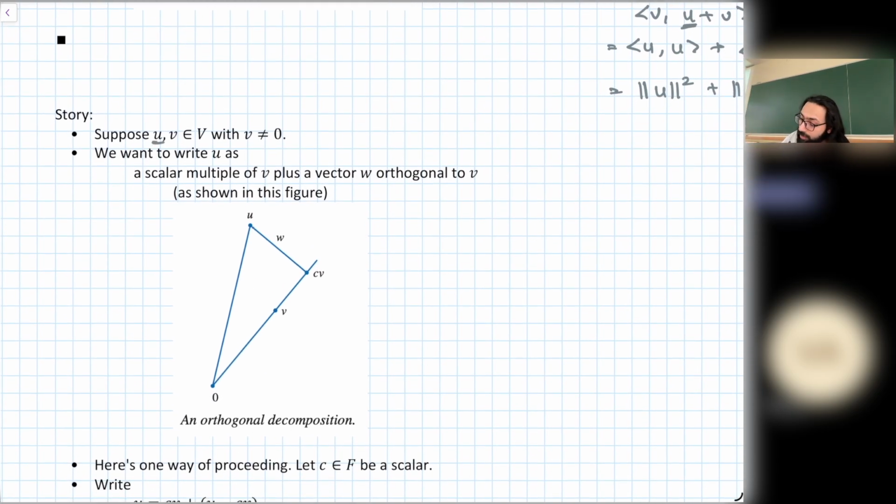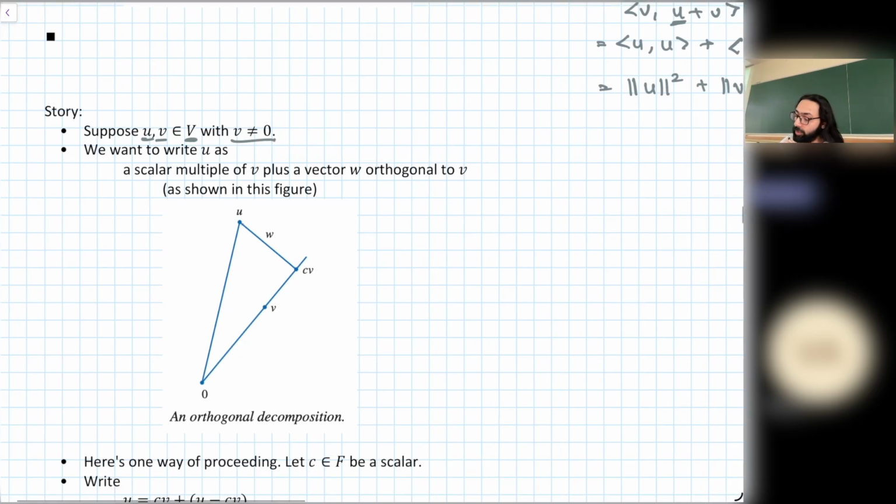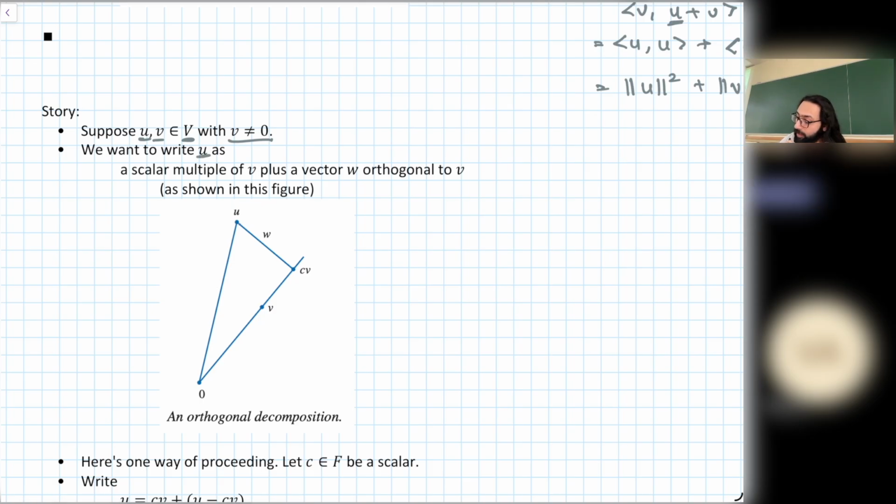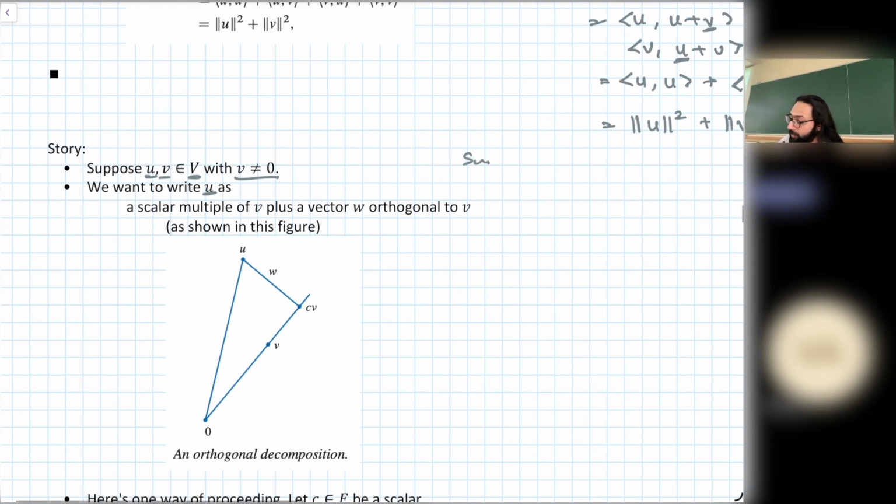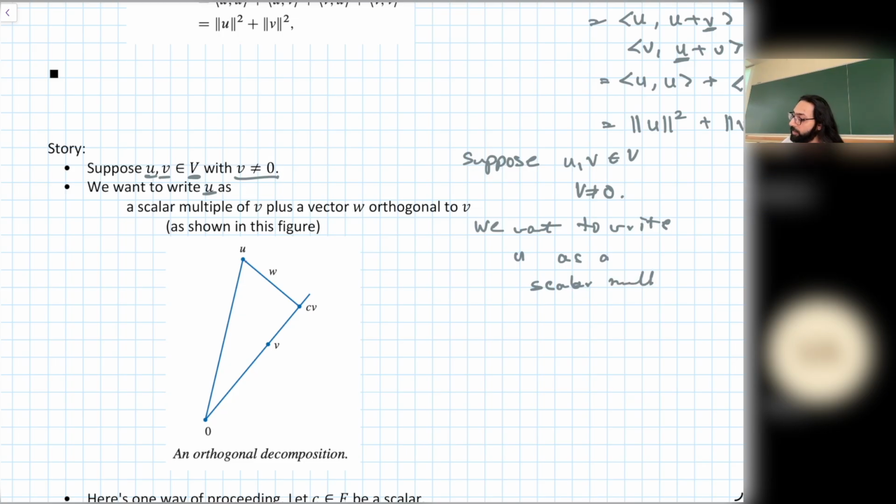So suppose u and v are vectors such that v is not 0. Okay, so suppose that u, v are vectors and v is not a 0 vector. Okay, so that is the starting point. And what we want to do is we want to write u as a scalar multiple of v plus a vector w orthogonal to v.